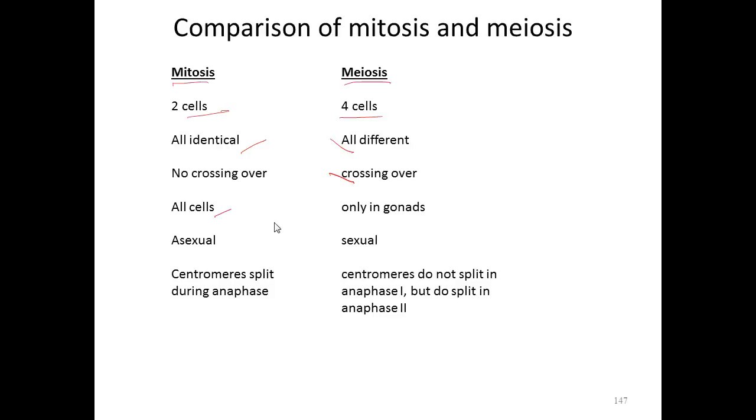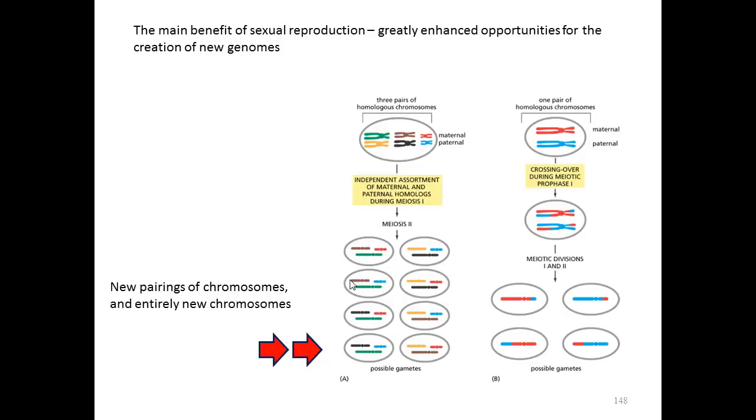Mitosis occurs in all cells. Meiosis only occurs in the gonads, the cells involved with sexual reproduction. And the main mechanistic difference between the two lies in metaphase 1. The chromosomes align differently, and we'll see that leads to a difference in terms of what gets separated in anaphase 1 versus anaphase 2. So there's 2 ways in which genetic diversity is created by meiosis.